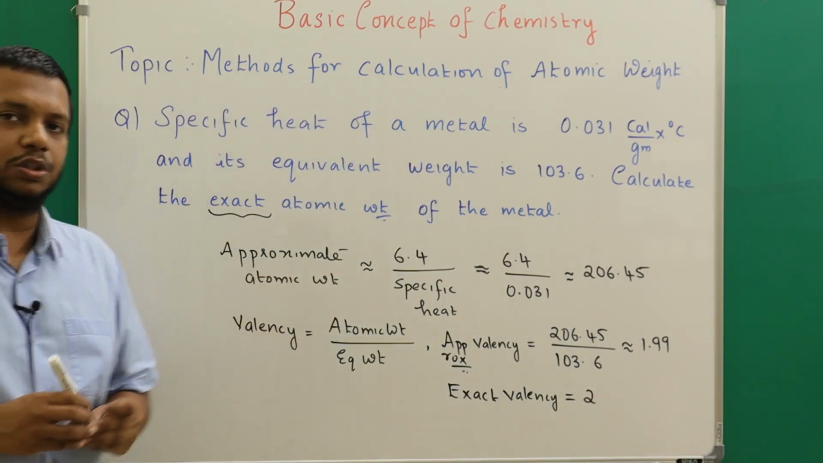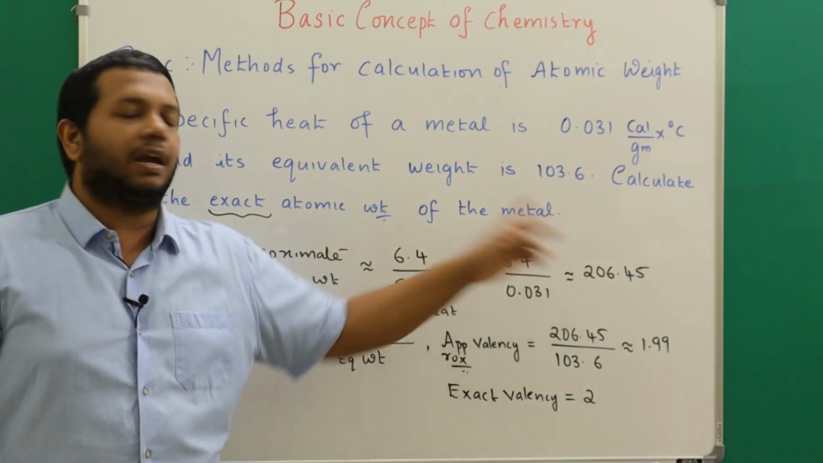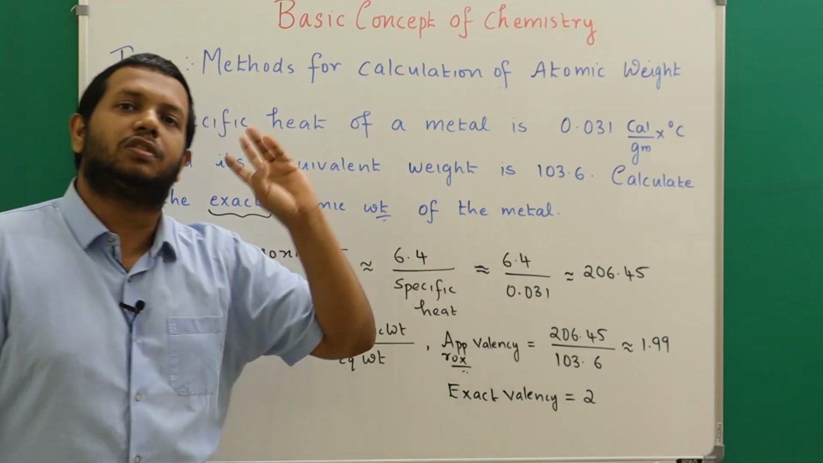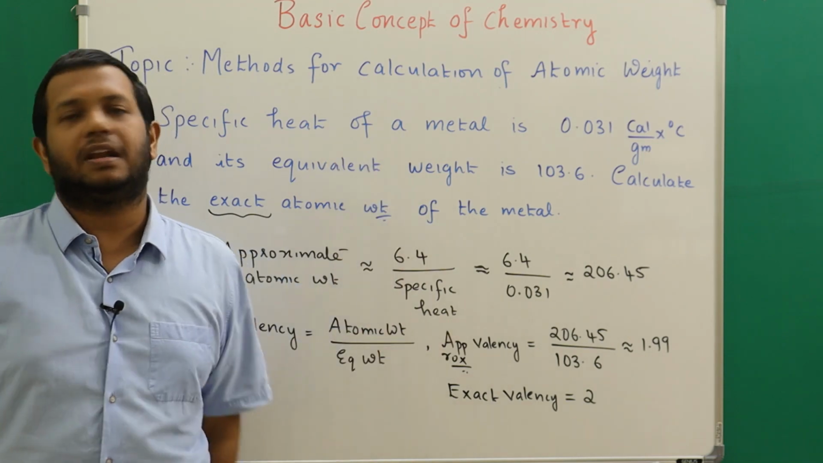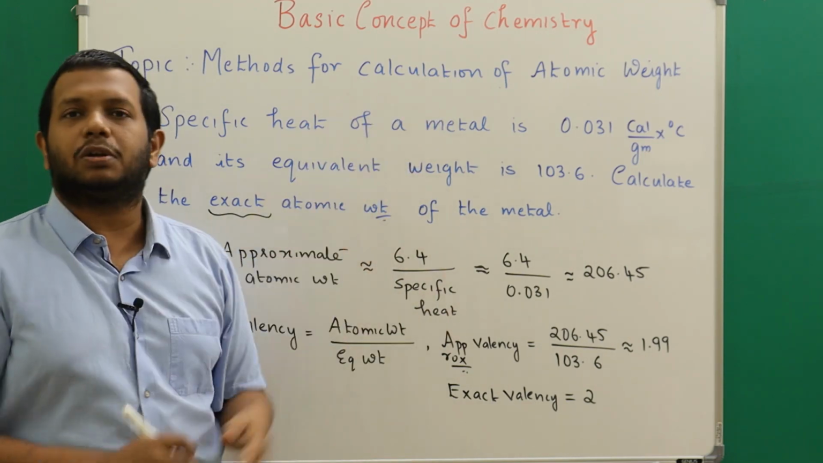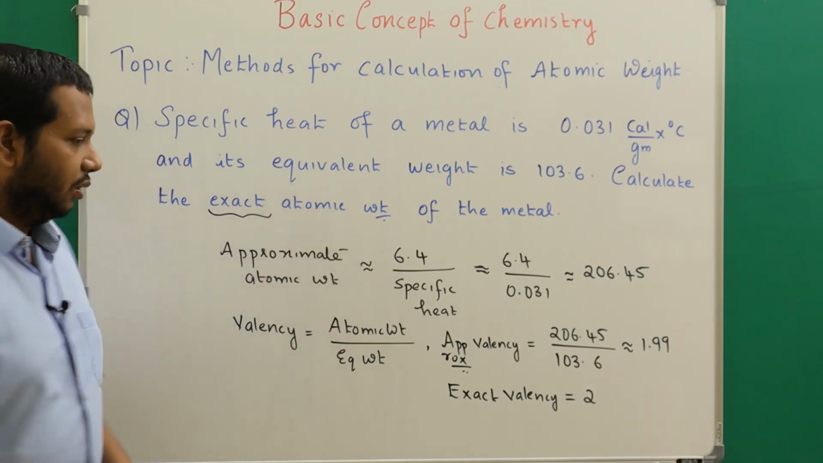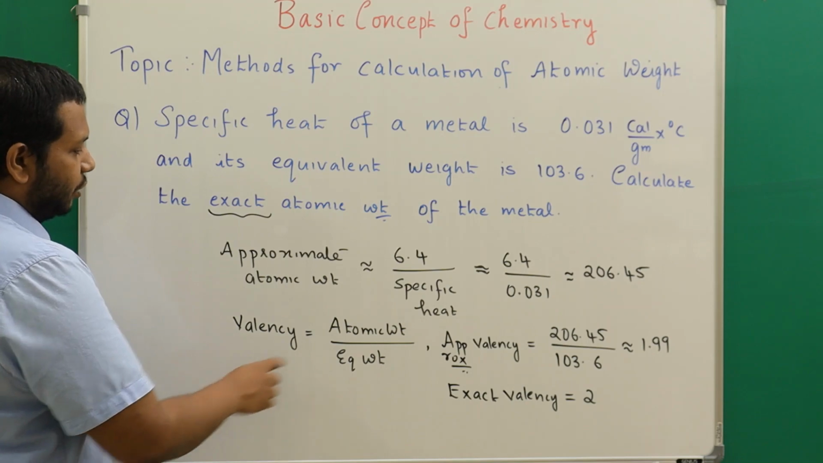Now we got the exact valency. Did you understand the logic, how we are changing from approximate to exact? Because valency cannot be a fractional number, the nearby integer value, 2, will be the exact valency of that particular metal. Now we will calculate the actual atomic weight. Let's see how to calculate it.